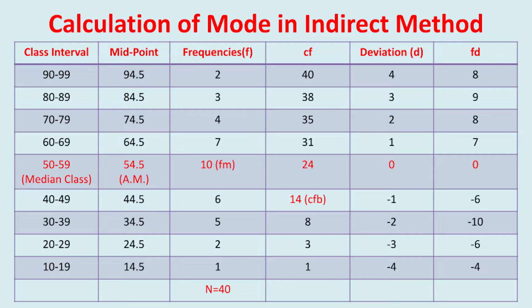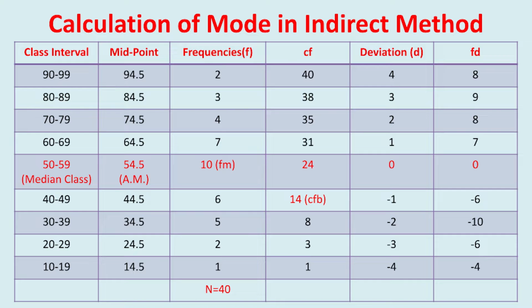So here we have calculated the cumulative frequency, and the last cumulative frequency, that is 40, will be equivalent to the total number of cases. And if it is not equivalent, it means you have made a certain error. Then deviation, how to calculate deviation?